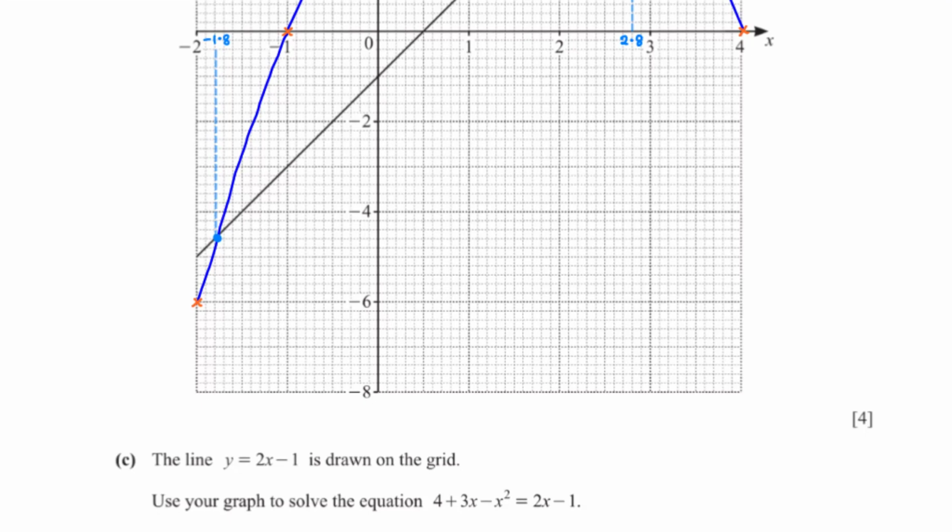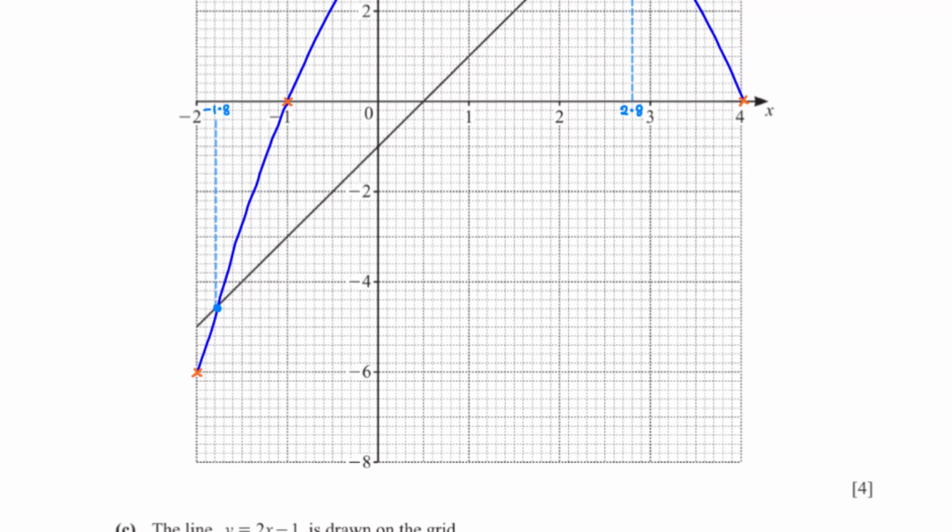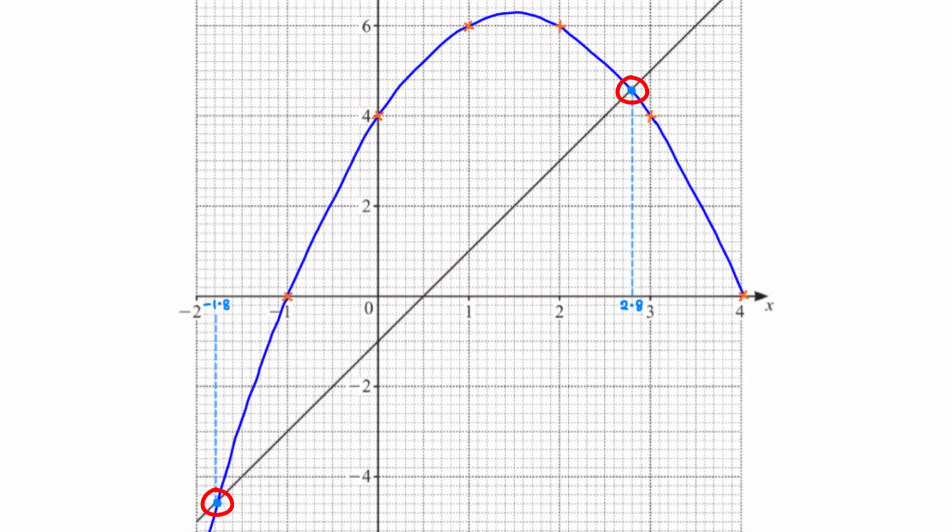The line y equals 2x minus 1 is drawn on the grid. Use your graph to solve the equation 4 plus 3x minus x squared equals 2x minus 1. To solve this equation, all we need to do is find the x-coordinate of the intersection points of the curve and the line. This gives us x equals negative 1.8 and x equals 2.8.